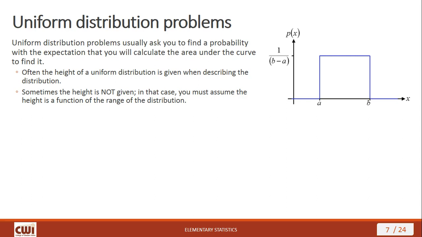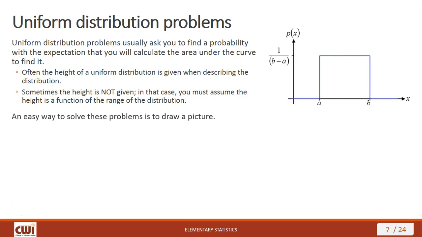Let's take a look at some more uniform distribution problems, making some notes along the way. Typically what you find with the uniform distribution problem is that you're asked to find a probability. And the expectation when you're asked that question is that you're going to calculate the area under the curve to find it. Now, oftentimes you'll see that the height is given with a problem, but sometimes the height is not given. And as I mentioned before, in that case, you must assume that the height is a function of the range of the distribution. In essence, you're taking the reciprocal of the range.